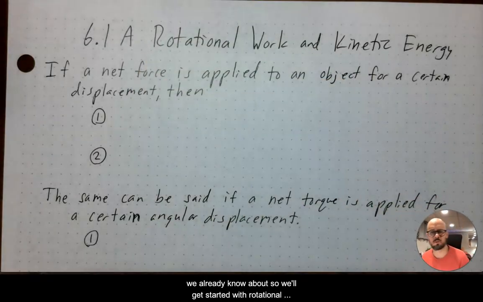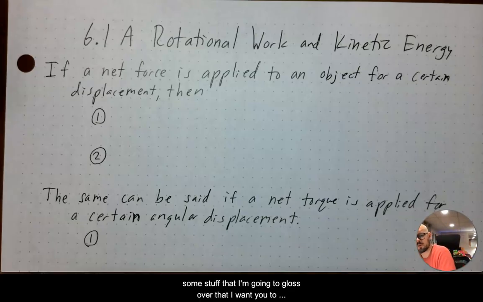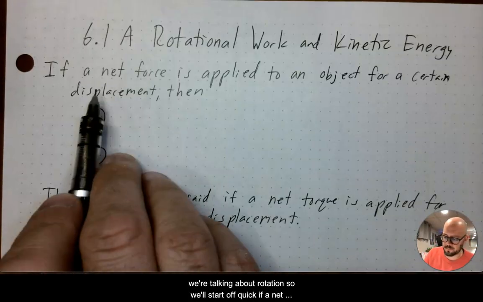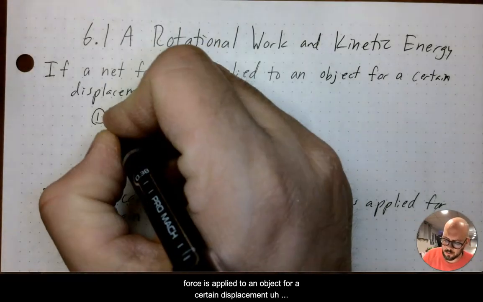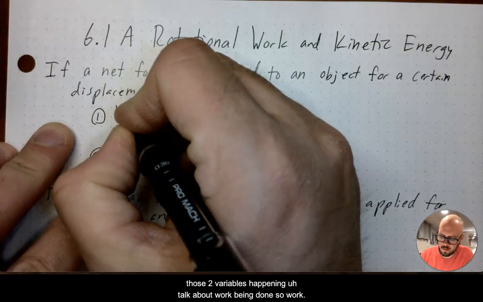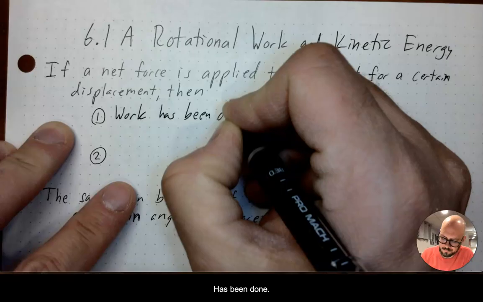So we'll get started with rotational work and energy. Because this is about energy, there's some stuff that I'm going to gloss over that I want you to make sure you review from Unit 3, because all the things that we talk about are going to be the same, just we're talking about rotation. So we'll start off quick. If a net force is applied to an object for a certain displacement, those two variables happening talk about work being done. So work has been done.